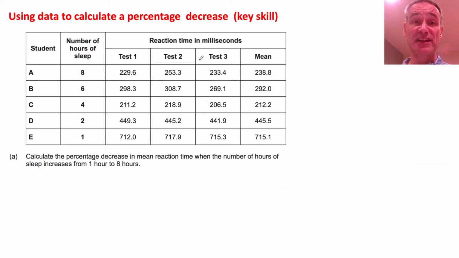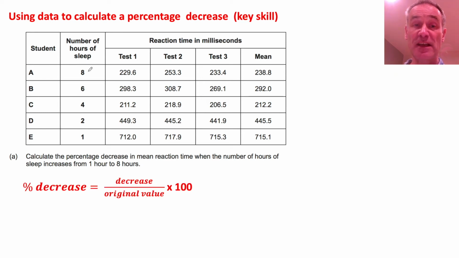So finally, the next skill is to be able to use and calculate percentage decrease. Now, the question here says, calculate the percentage decrease in the mean reaction time when the number of hours of sleep increases from 1 hour to 8 hours. So it's the percentage decrease. So first thing is, percentages are just what has changed divided by what it was originally times 100.